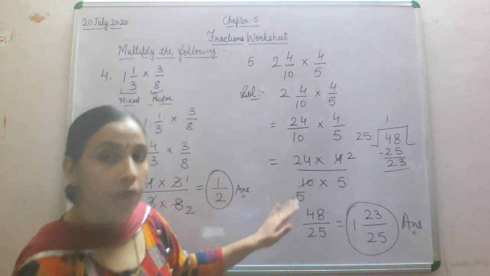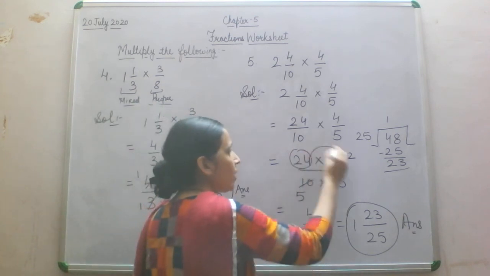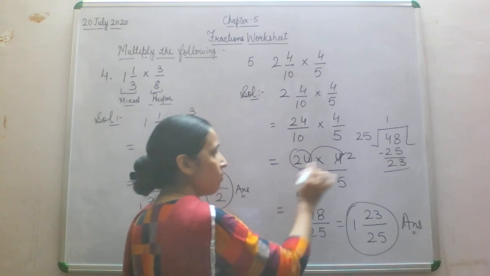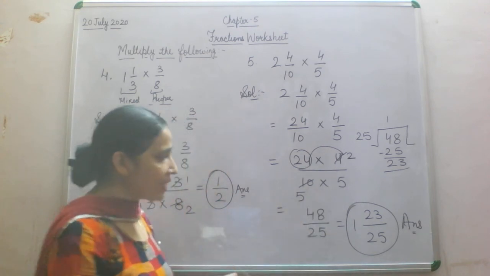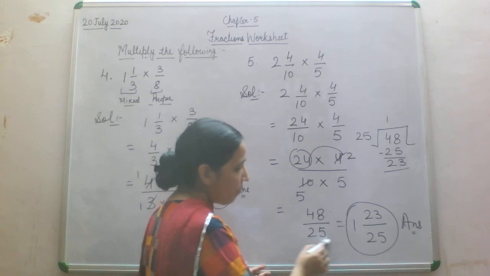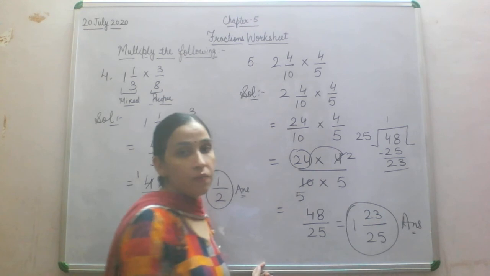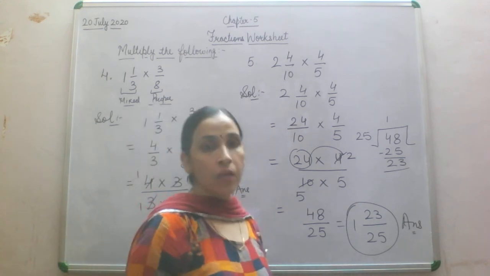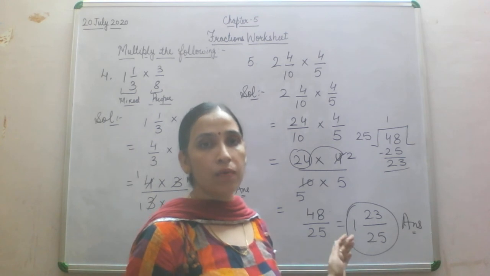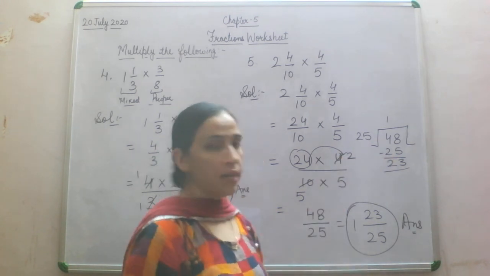Here what we have done, we have multiplied 24 by 2. 24 twos are 48 and 5 fives are 25. As you can see, this is an improper fraction. So again we have to change it into a mixed fraction. The method of changing into a mixed fraction is the same. What you have to do is divide it and then write it as quotient, remainder, divisor.